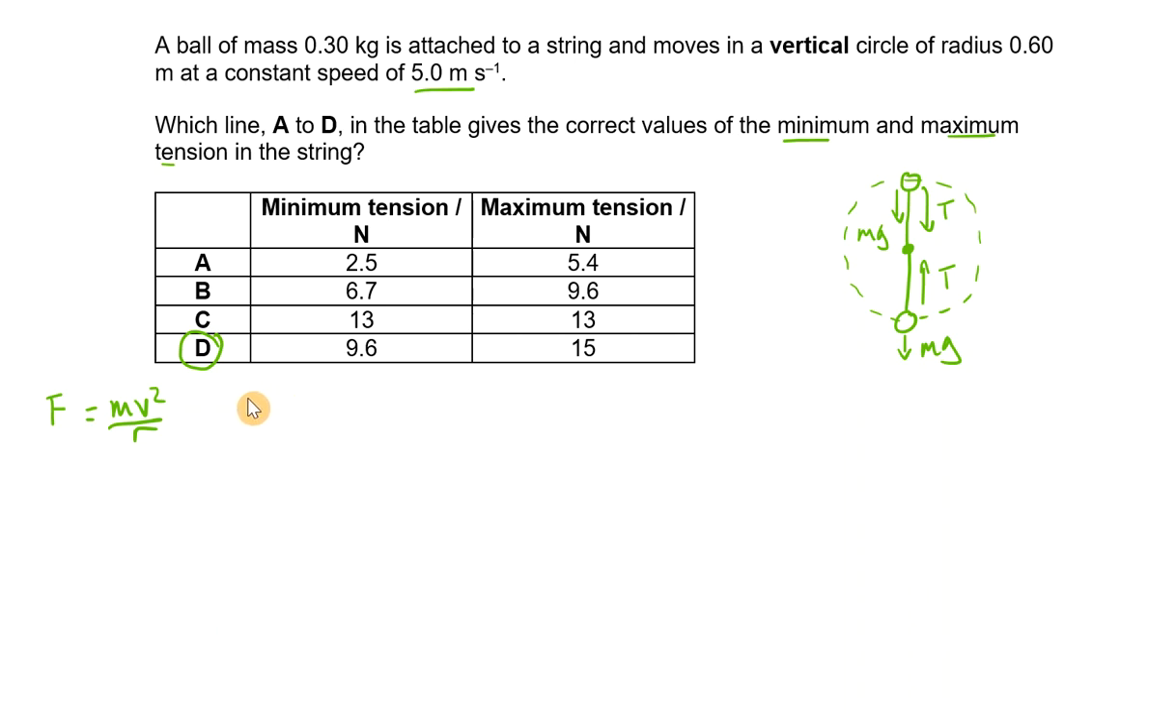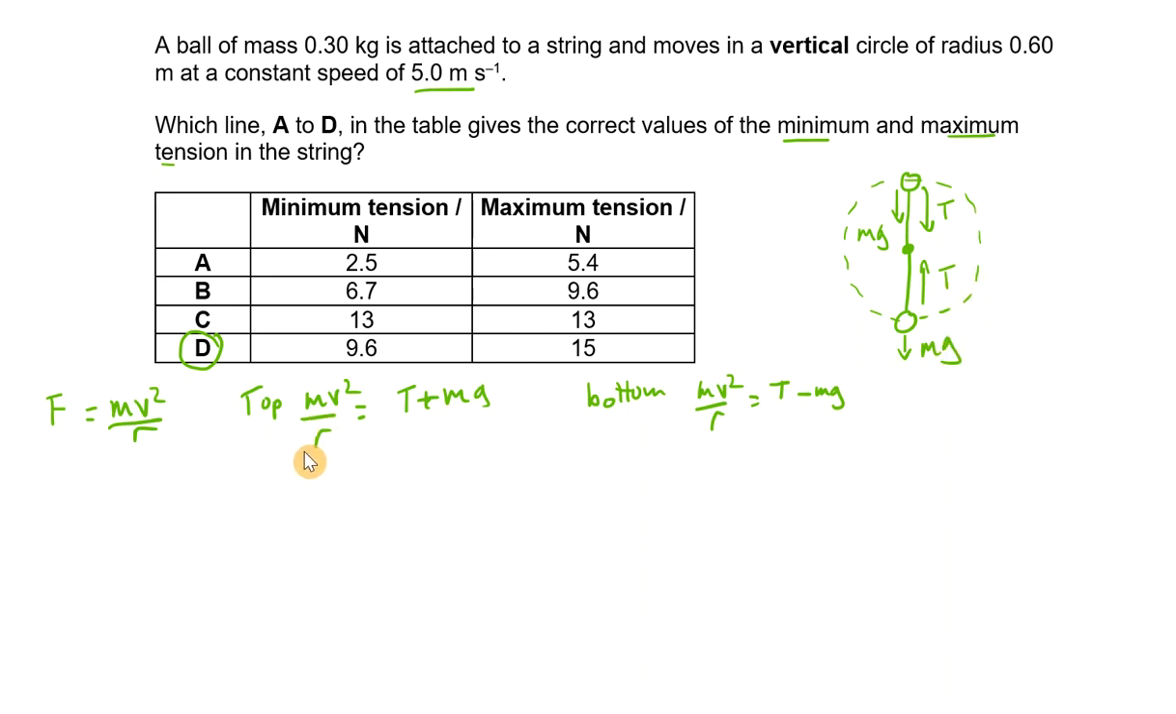Now, at the top, that centripetal force is going to be equal to the tension plus the weight. Whereas at the bottom, the centripetal force is going to be equal to the tension minus the weight, because that resultant force, which is supplying the centripetal force, the weight and the tension are in opposite directions.